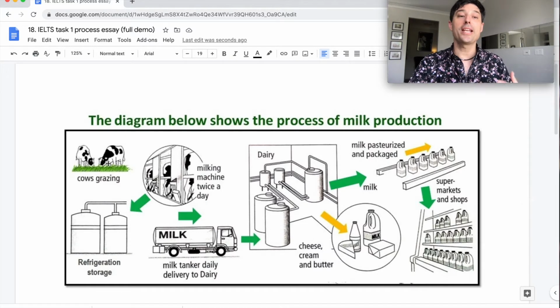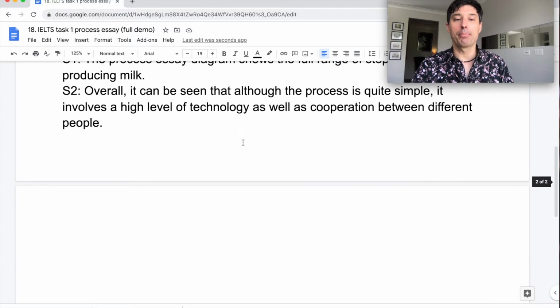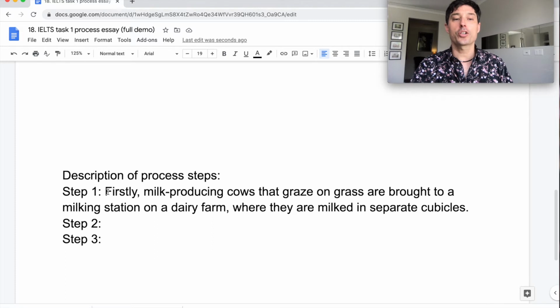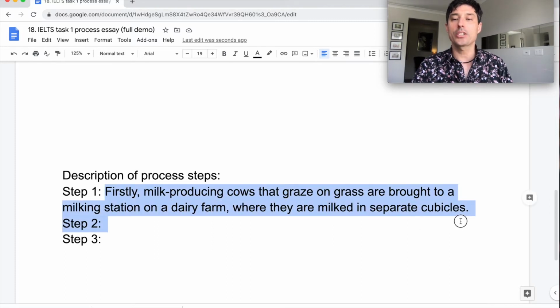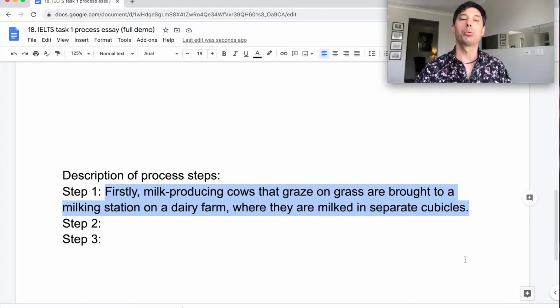Okay, so firstly, I'm going to describe this picture and this first step in one sentence. So this is what I came up with. I said, firstly, milk producing cows that graze on grass are brought to a milking station on a dairy farm where they are milked in separate cubicles. So you can see I really looked to find the detail of the picture.